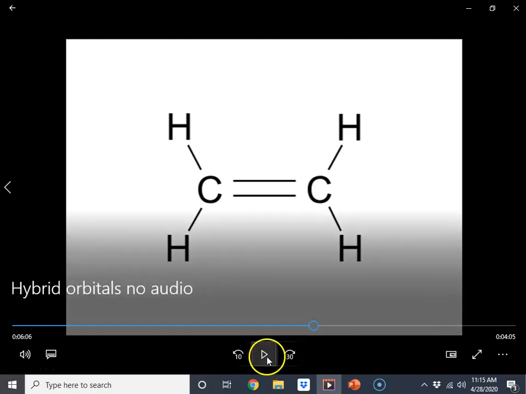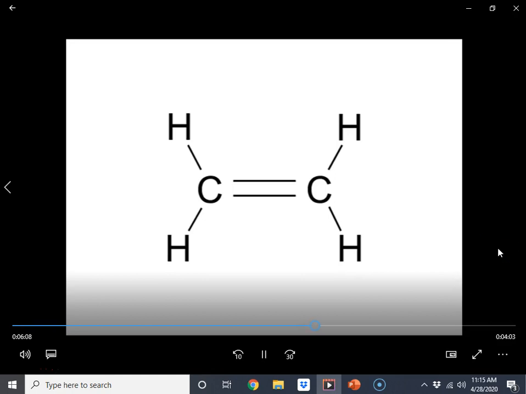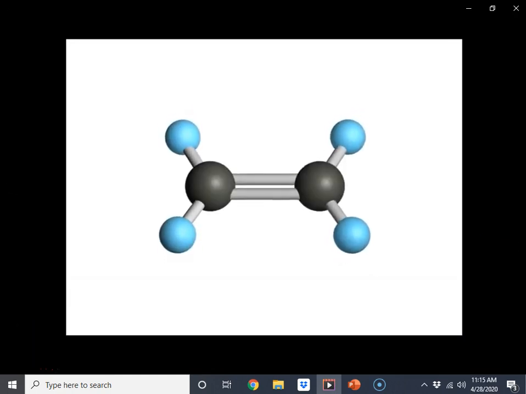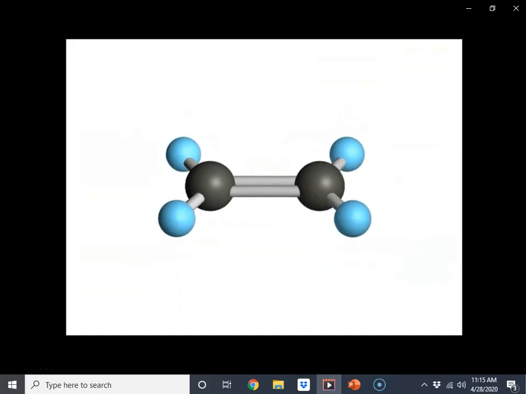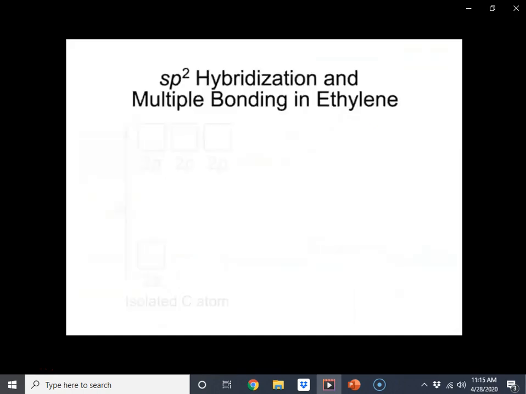Okay, let's go back to our video now. So this is the Lewis structure of ethylene. What we're going to do is show that it's trigonal planar. That means sp2, because that's 3 regions of electron density.